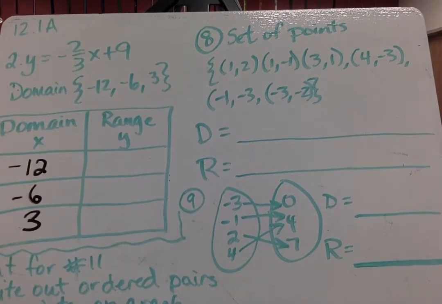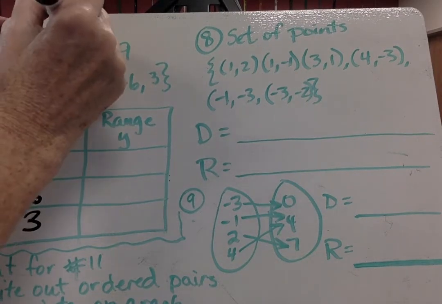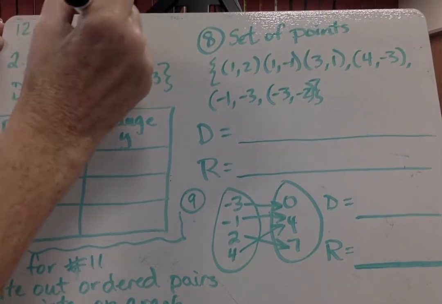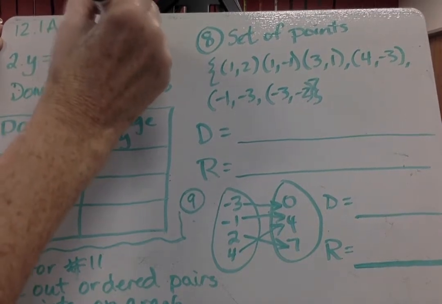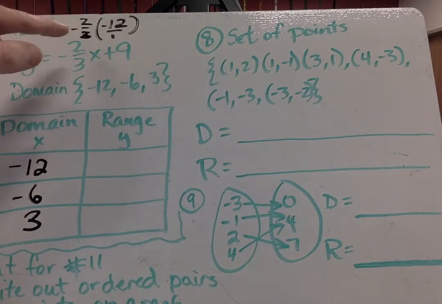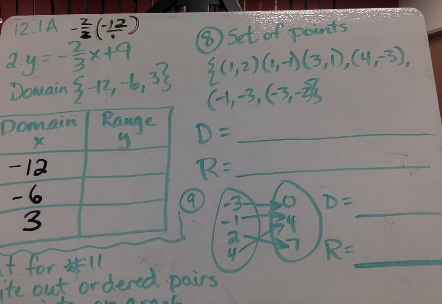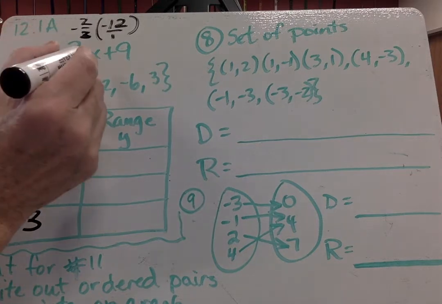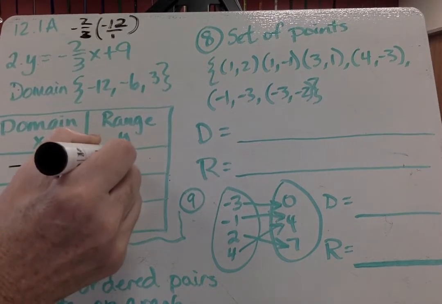Now, to find our range or y values, we put negative 12 in for x. So we go negative 2/3 times negative 12. Okay, and we can also use our handy dandy calculator. We can actually cross cancel. Negative times negative is positive. Cancel that, so that would be 4 and that's 1. So you would end up with positive 8. And then we say plus 9, it will give you 17.